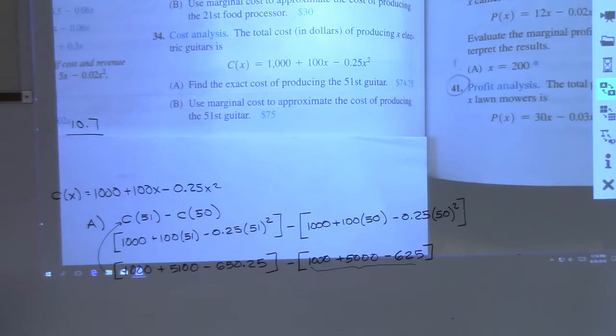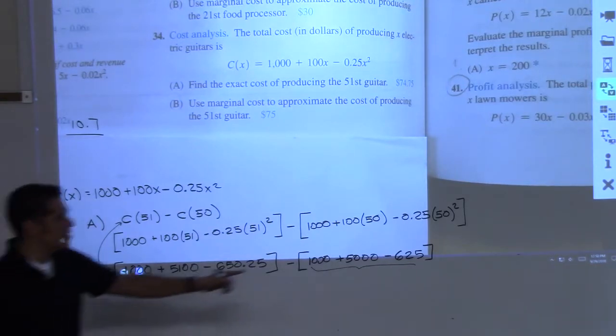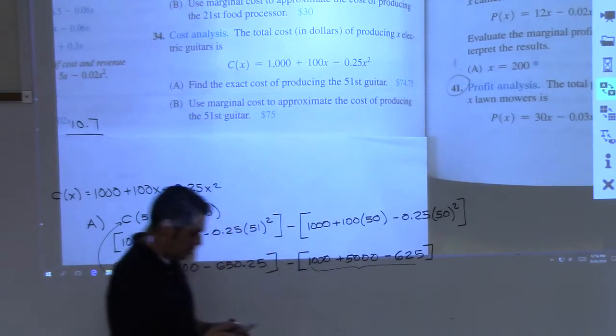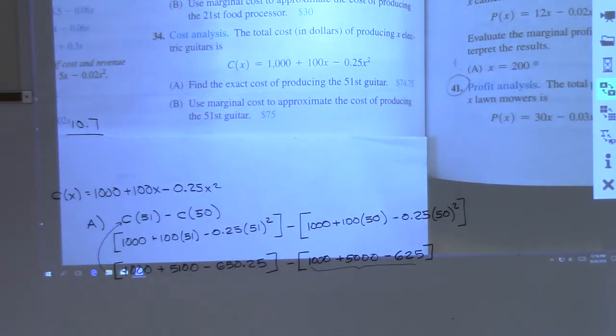So instead of being positive 5,000, it would be negative 5,000? Yes. Distributed, okay. 5,100 minus 650 minus 1,000 plus 625. Right. Yeah, okay. 74.75.